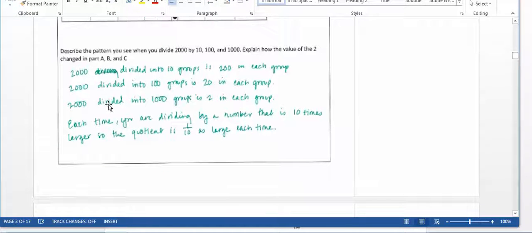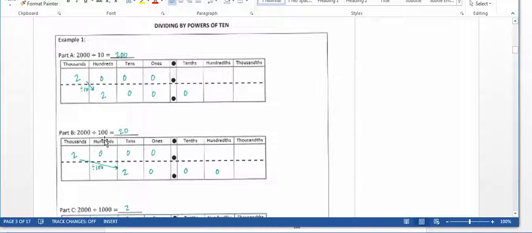So what we notice is each time we're dividing by a number that is 10 times larger, right? Like 100 is 10 times larger than 10. So when I'm dividing by a number that's 10 times larger, I'm going to get a quotient that is 1/10 the size. 20 is 1/10 of 200, right? So the larger my divisor, the smaller my quotient is going to be. And each time, because I'm dividing by a number that is 10 times what the previous number is, my answer is going to be 1/10 what the previous quotient was.